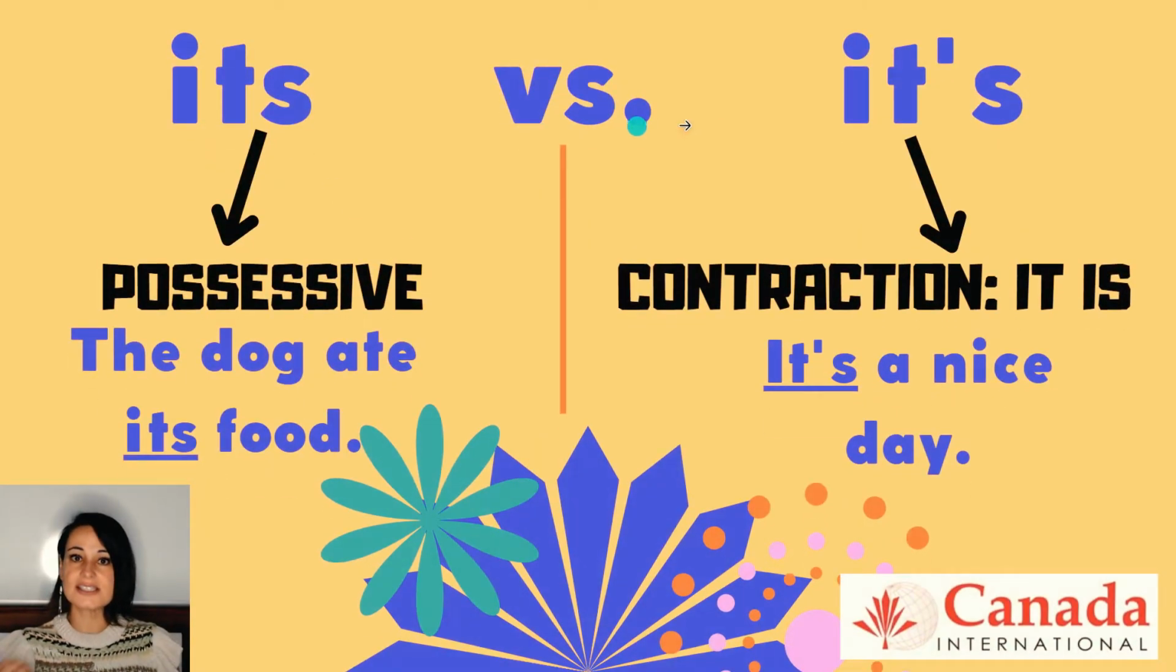It's versus its. The first, its, is a possessive, and the other, it apostrophe s, is a contraction for it is. So in the first example with the possessive, the dog ate its food, whereas the one with the contraction, we would say something like, it's a nice day.